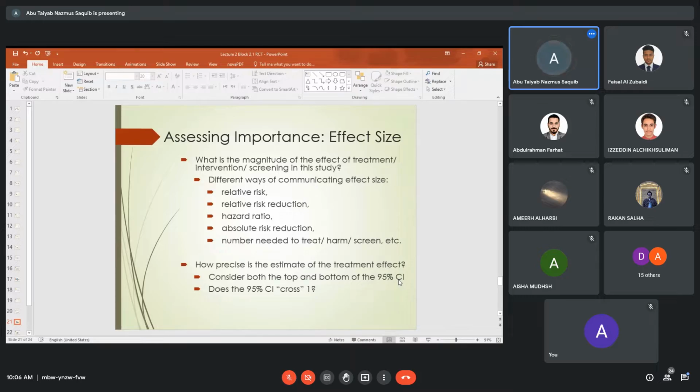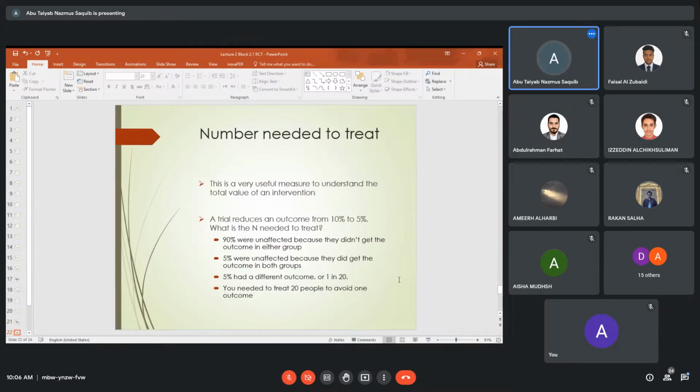So you looked at the randomization, you looked at the blinding, you looked at the follow-up, and now you looked at the effect size. All these you assessed and you are satisfied. So you are satisfied about the validity of the trial. Okay.